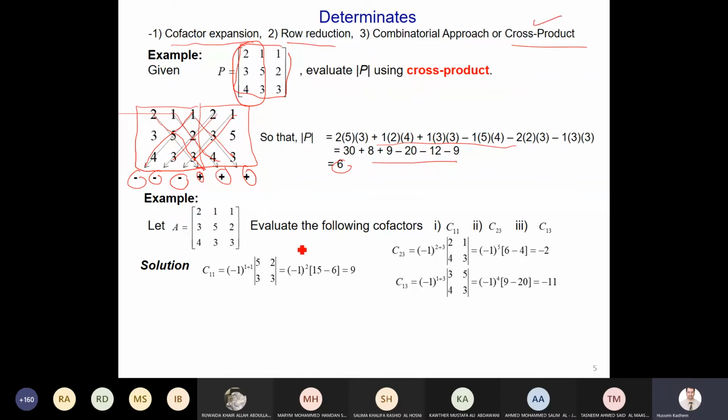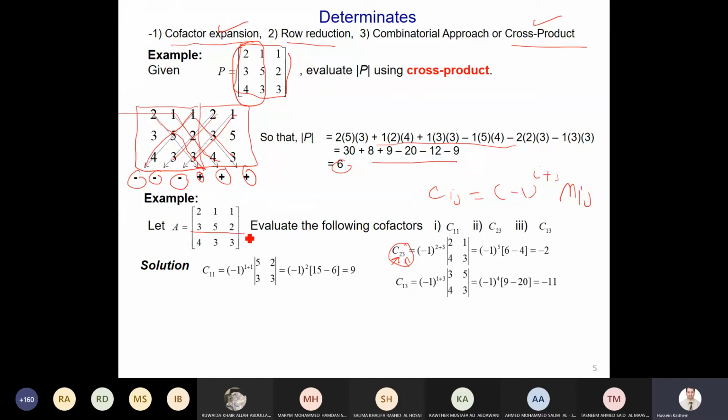For cofactor expansion, you can do this expansion through any column or any row and find the determinant. But just let me remind you how we find the cofactor. The cofactor is simply Cij, its formula is (-1)^(i+j) Mij, where M is the minor of the element ij. As an example, let me take this one.